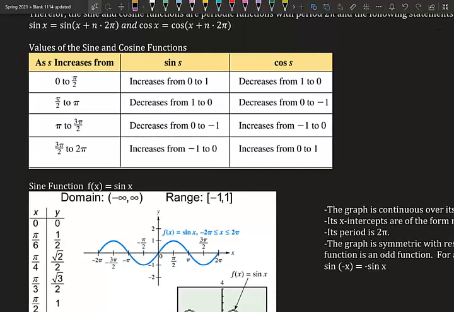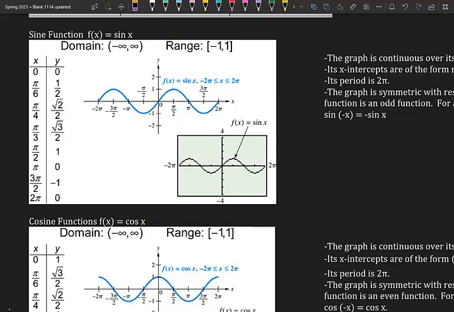So, values of the sine and cosine functions. From 0 to pi over 2, sine increases from 0 to 1, and cosine decreases from 1 to 0. From pi over 2 to pi, sine decreases from 1 to 0, and cosine decreases from 0 to negative 1. From pi to 3 pi over 2, sine decreases from 0 to negative 1, and cosine increases from negative 1 to 0. And from 3 pi over 2 to 2 pi, sine increases from negative 1 to 0, and cosine increases from 0 to 1. That's the shape of the graph, but honestly you don't need to remember this, because we get the shape of the graph ourselves.